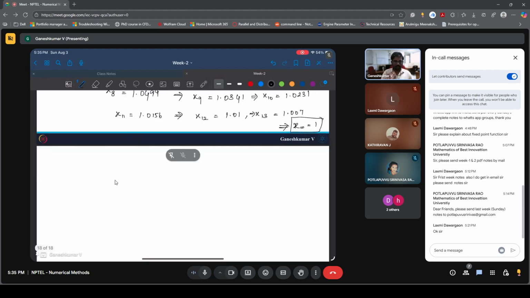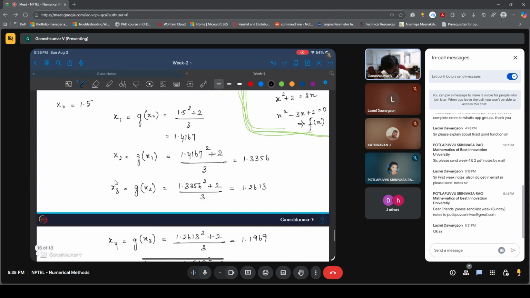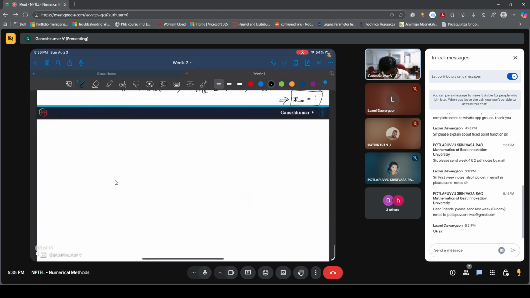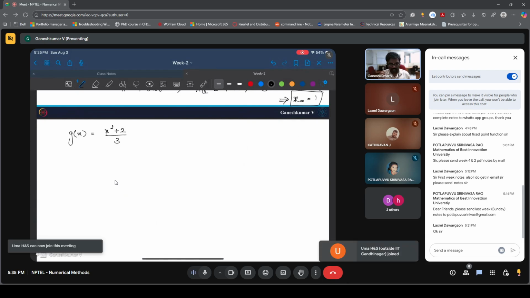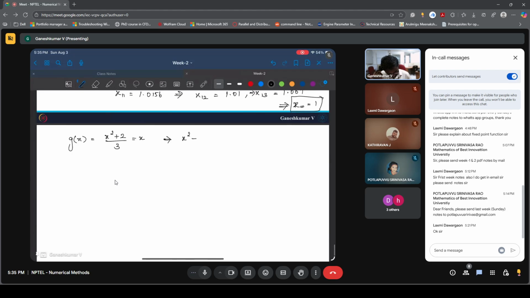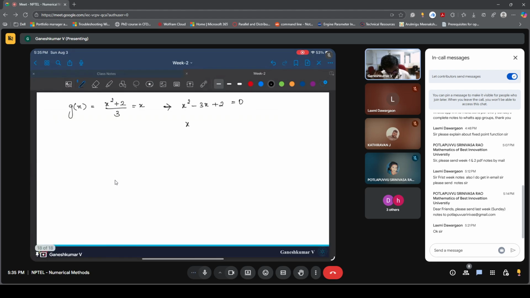So the other way to find out is you go back. What is g of x? For this simple function, you can easily cross check. g of x is x square plus 2 by 3, and its fixed point is what you need to find out. So this is equal to x. So this gives your function x square minus 3x plus 2 equal to 0. And you know how to factorize this. I think it's x minus 1, x minus 2 equal to 0, correct? And x is equal to 1, 2.